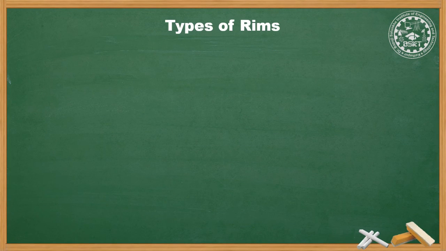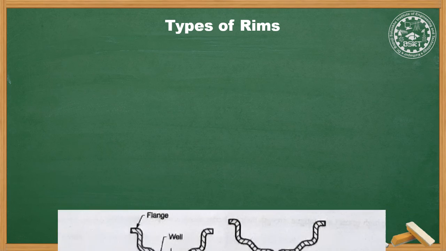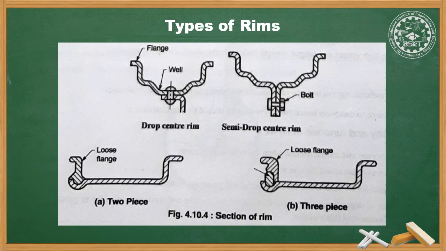Next point is types of rim. Rim is a well type of structure in which the tire is contained or fitted. The rims are generally of two types, the drop center rim or flat base rim, as shown in the figure. Drop center rims are generally used in two-wheelers, whereas flat base rims are used in commercial vehicles. The rims are made of steel or aluminium.